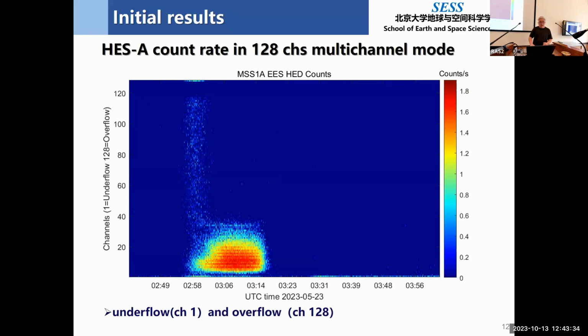This is for the high energy spectrometers. So here you can see we have a little bit of proton contamination, the spikes. But besides that, we can see there's no more proton contamination.